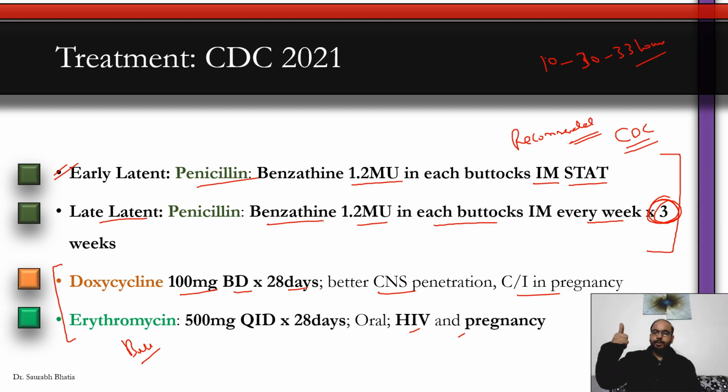Now repeat after me. Benzathine penicillin 1.2 million units each buttock single shot, early syphilis. Benzathine penicillin 1.2 million units in each buttock single shot, 1 week apart, repeated 2 more times. Alternative regimens: doxycycline 100 mg twice a day for 28 days. Erythromycin base 500 mg QID for 28 days. Clear? Let's move forward.